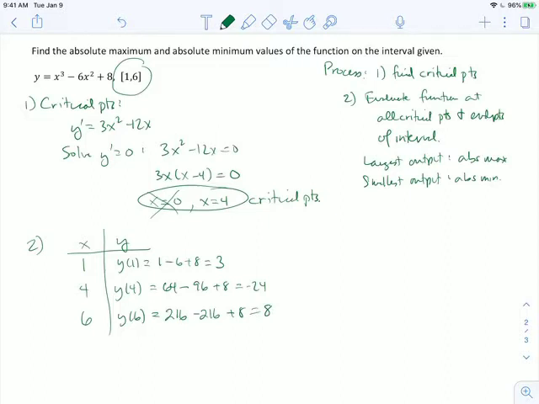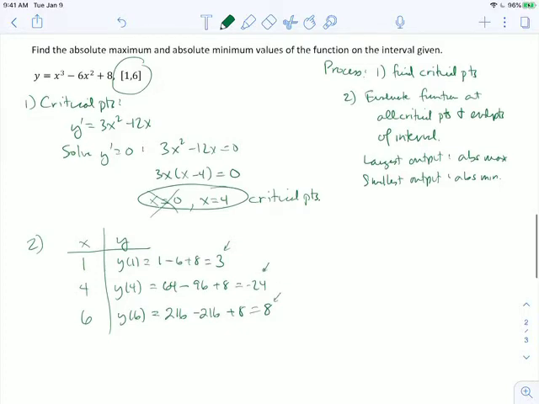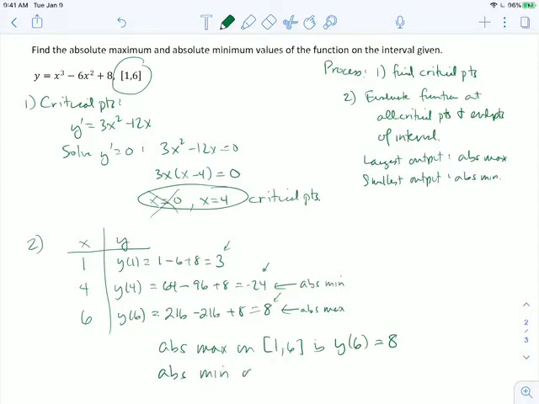And so now what I do is I just look at my outputs, and I pick out the largest and the smallest. So this is the smallest one, so this is my absolute min. And this is my largest one, and so it's my absolute max. So let's go ahead and report back. So the absolute max on the interval from 1 to 6 is y of 6 equals 8, and the absolute min on this interval is y of 4 equals negative 24.